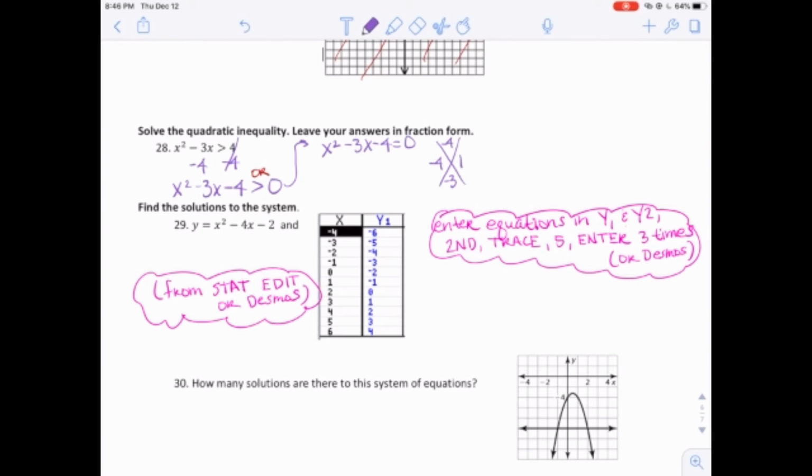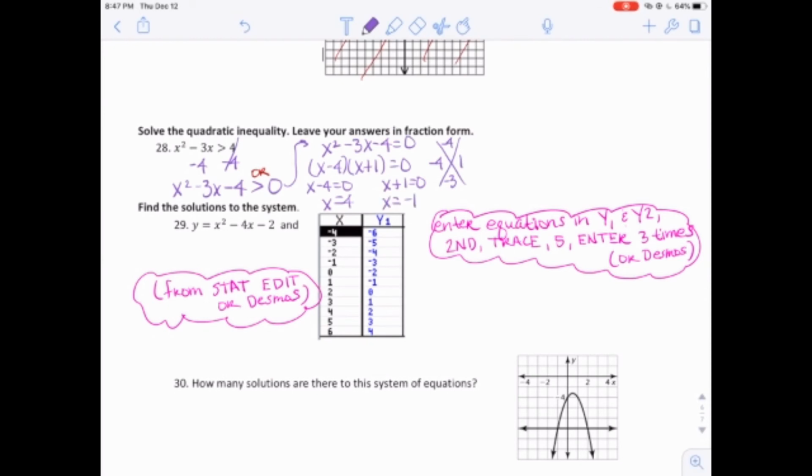Negative 4 and 1 will add to negative 3. So I can write my factored form as x minus 4 and x plus 1 is equal to 0. And I'm ready to solve my 2 expressions equal to 0. So 2 little equations here. When I solve these, moving 4 by adding it, I'm going to get x is equal to 4. And subtracting 1, I'm going to get x is equal to negative 1.